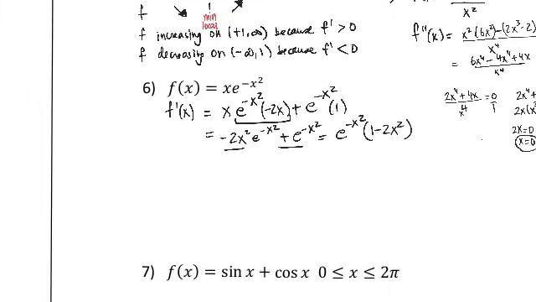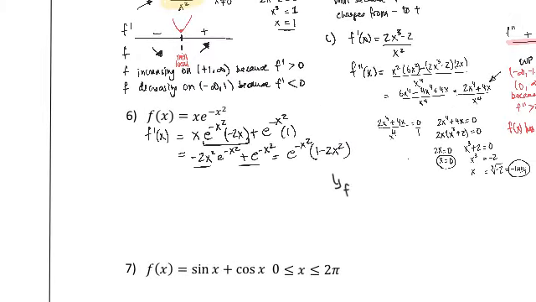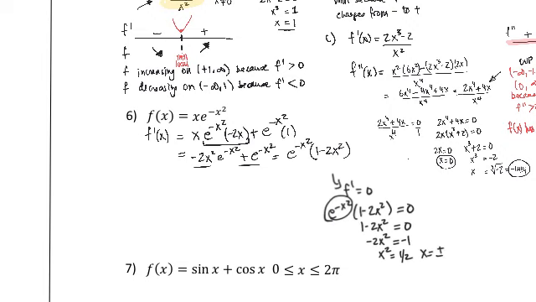Okay, so now let's find the critical points. The critical points will be when f prime is equal to 0. So set the f prime equation equal to 0. Realize that this is an exponential which will never touch the x-axis. It'll never be 0. So all I have to do is this piece. So then negative 2x squared equals negative 1, x squared equals 1/2, x equals plus or minus the square root of 1/2, which is plus or minus 0.7071 roughly as a decimal.